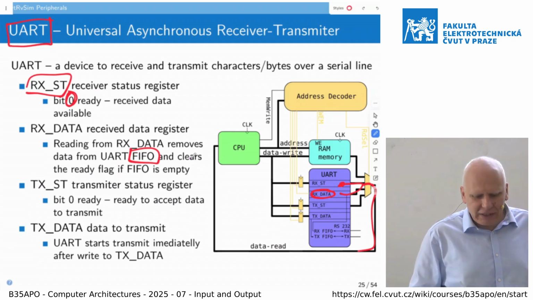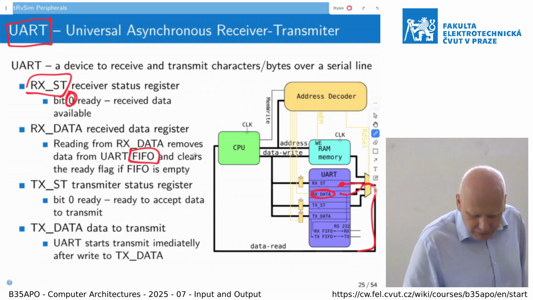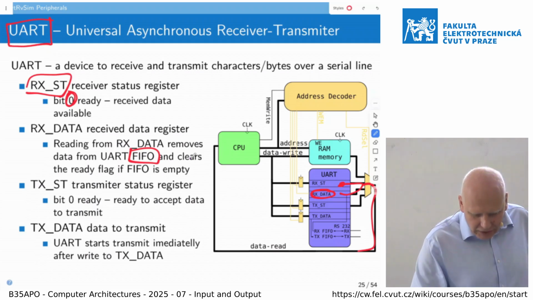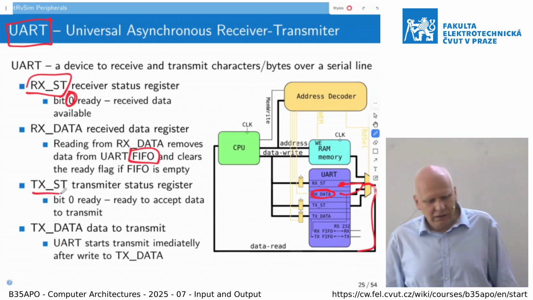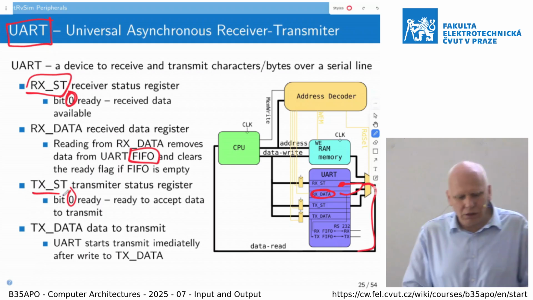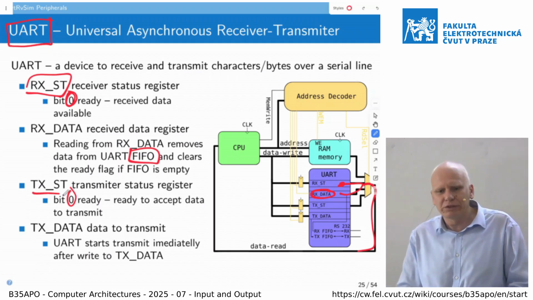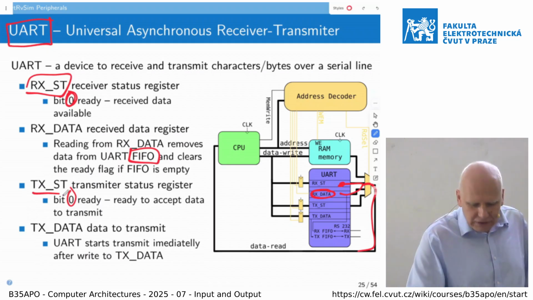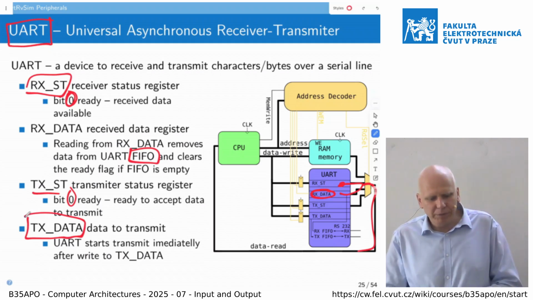There is a possibility even to emulate interrupt-driven communication, but we leave it for another lecture and seminars. Then we have the transmission status register, and bit 0 indicates that the transmitter has finished sending the previous data and it is ready to receive the data to be sent next from the processor.